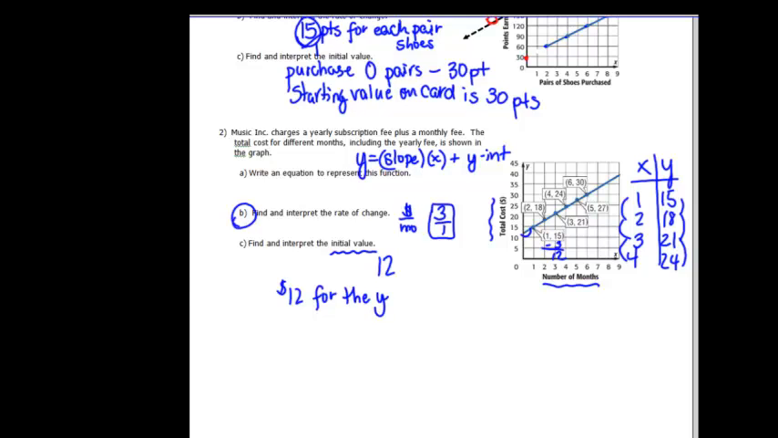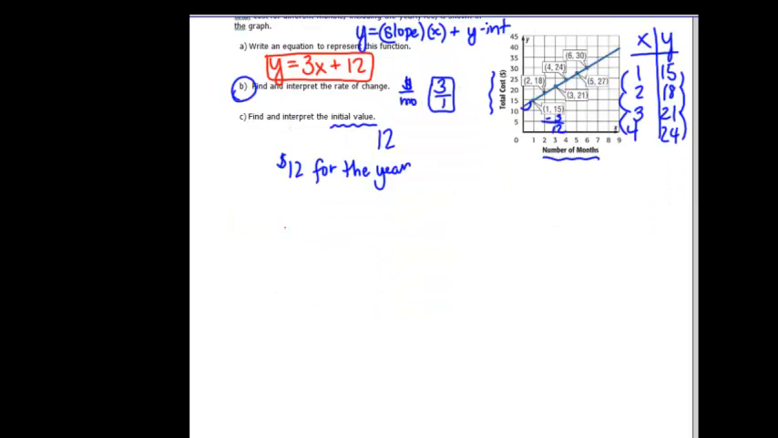I pay $12 for the year, and then I pay $3 a month. So in terms of my line, that's going to be y equals my $3 per month plus my $12 per year. And that represents the line, the function, the situation, the graph. So this line represents all those different things. Let's just take a closer look at that.